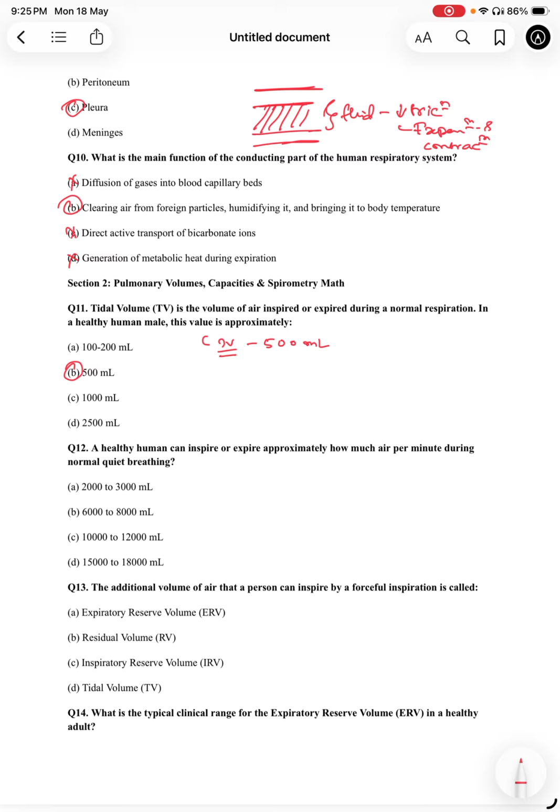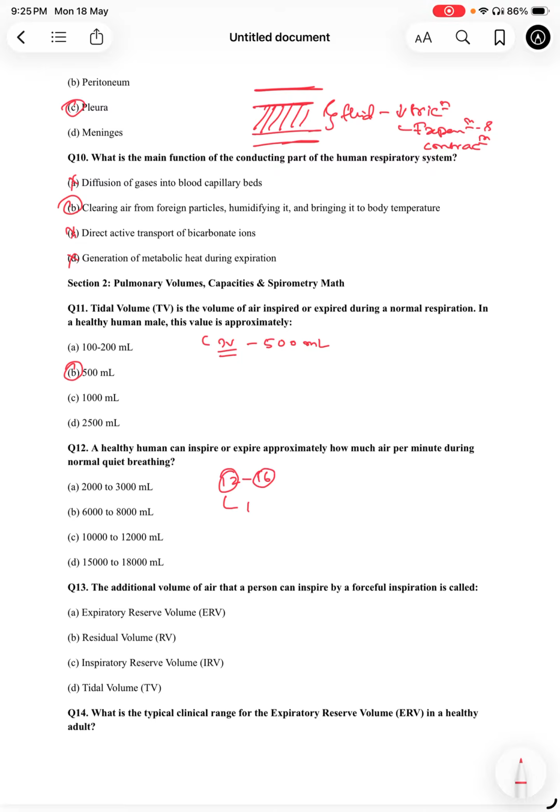Now, a healthy human can inspire or expire approximately how much air per minute during normal breathing? First, we need to check. Minute ventilation is calculated by multiplying tidal volume with the respiratory rate. So let's take a healthy respiratory rate. What is the healthy respiratory rate? 12 to 16 breaths per minute. This is the lower limit, this is the upper limit.